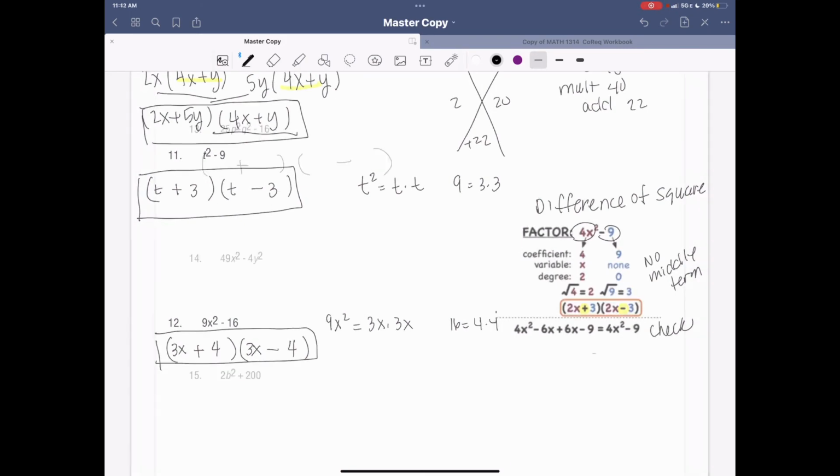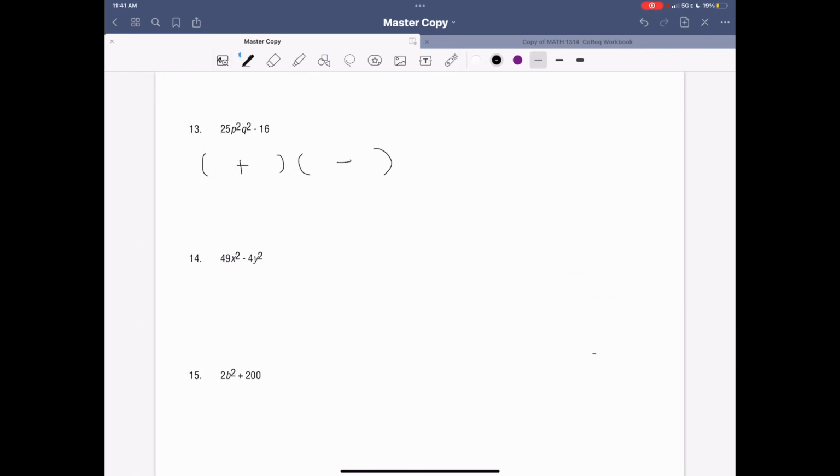This is also a difference of squares. So we're going to set up our linear factors. So I have to think about the square root, right? Or the numbers that are going to give me that perfect square. In this case, it's numbers and letters. So it's 5pq times 5pq, and then 16 is 4 times 4. So 5pq and then 4, and that's your solution.